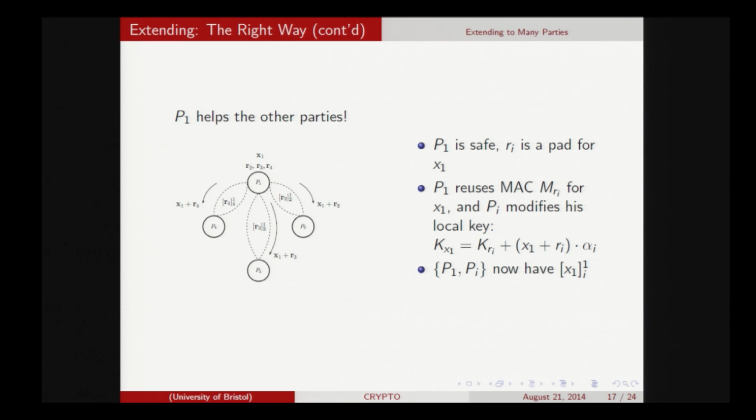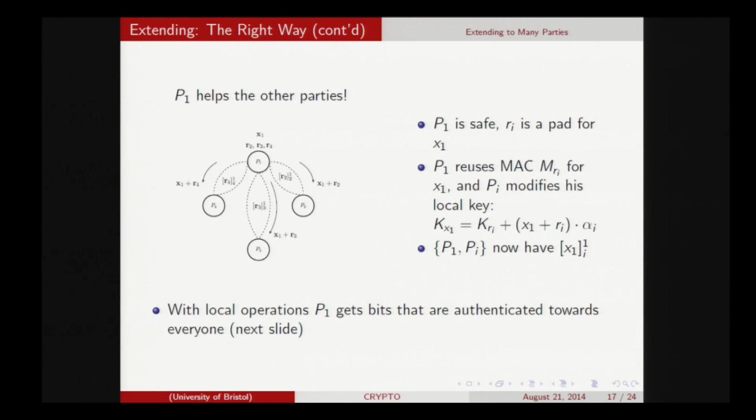OK, so this is how you can do it. Say that P1 wants to authenticate his bit X1. What he's going to do is first authenticate n-1 random bits, each bit against a different party. And then he's going to XOR his bit X1 with the ith bit and give this to the ith party. And this party uses this XOR to come up with a valid key that authenticates the bit X1. And then P1 just needs to reuse the MACs that were authenticating the random bits. So in this way, you have pairwise authentications.